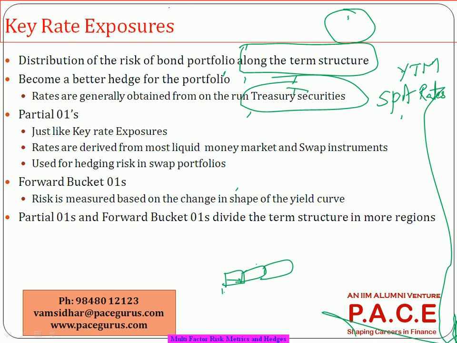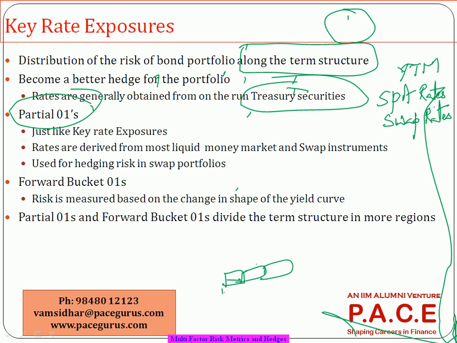And there is another name called partial 01s in this context. Instead of spot rates, if I use the swap rates, I am calling it partial 01, the same as your key rate 01 and key rate duration. I am finding out the change in the price based on the swap rates and not the treasury bond rates.